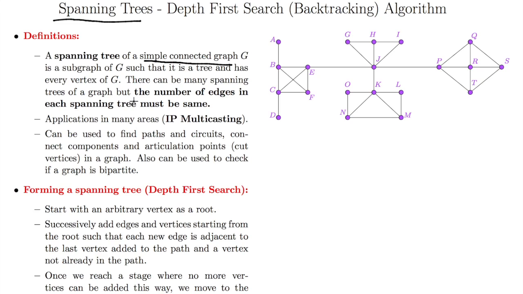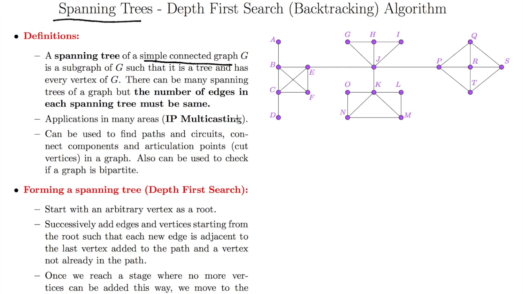Okay, so there can be many spanning trees of a graph depending on the choice of our formation, but the number of edges in each choice must be the same. So whatever choice we use, we have to have the same number of edges for the tree, because the number of vertices are conserved. So this means the number of edges for a tree is always one less than the number of vertices. So that's why the number of edges should be conserved.